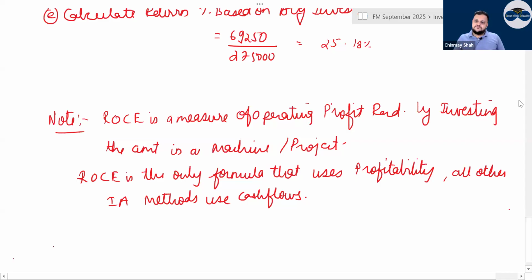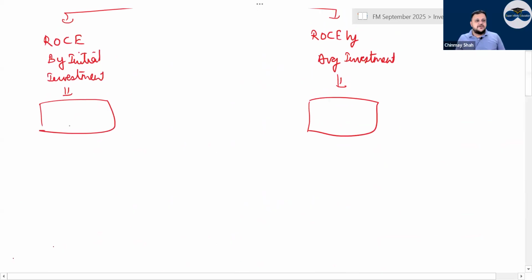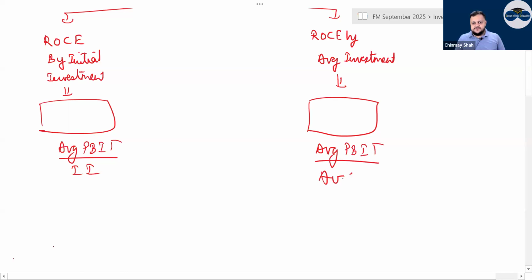Okay, so can I write? Wait a minute. Here in the formula you have left 7-8 lines. Here it is okay: average PBIT divided by initial investment. But when it comes here, average PBIT divided by average investment. So what is the formula for average investment? What plus what by what? Initial investment plus scrap value by 2.